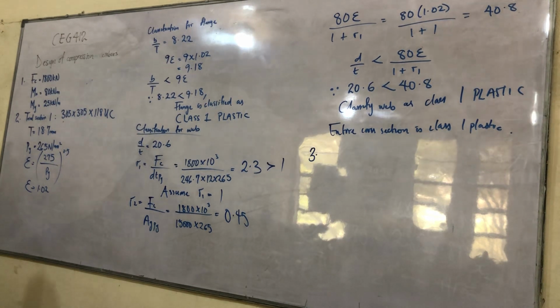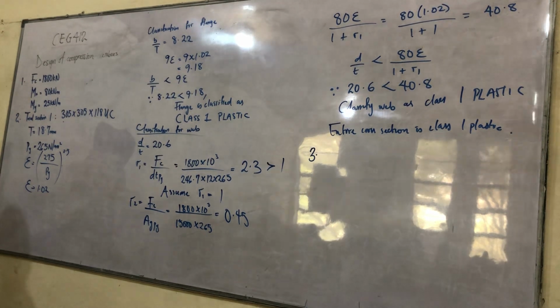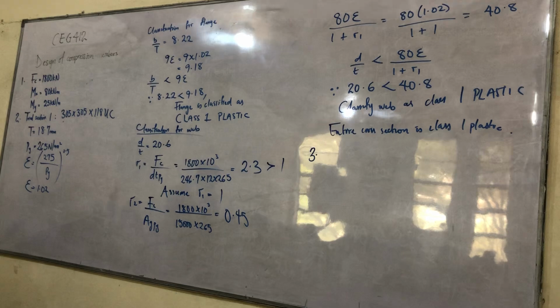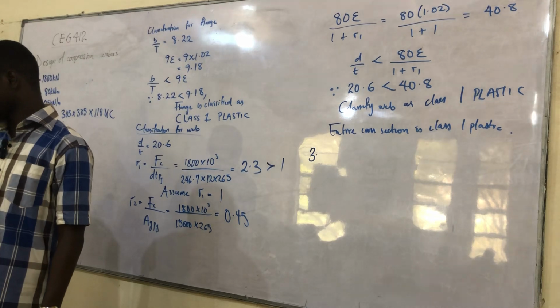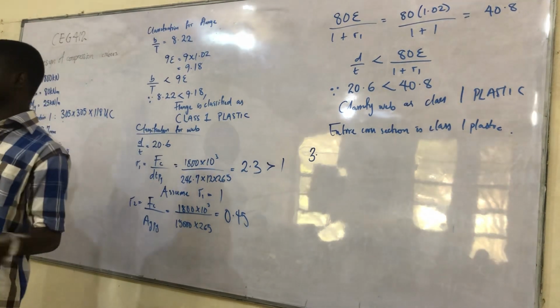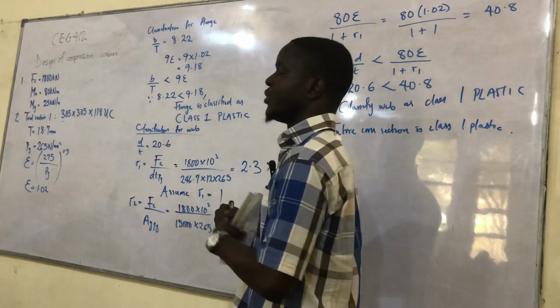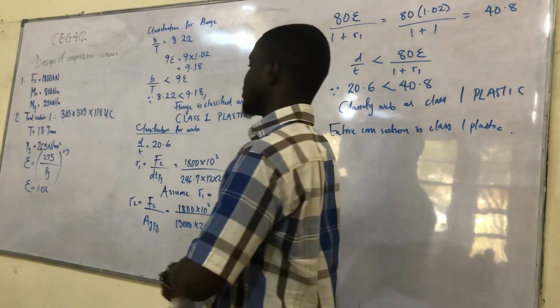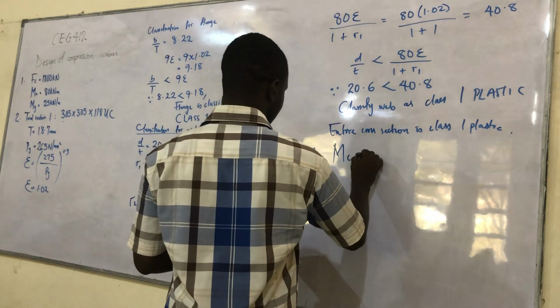If you want to do local cross-sectional resistance, which of all of this classification will you use? Entire cross-section. The classification you got from your entire cross-section is what you use to get the formula for your local cross-sectional resistance. You still don't understand what I'm saying? Open your notes from the last class. I'm sure you wrote it. Step 3. So what's your formula? MC is equals to what?